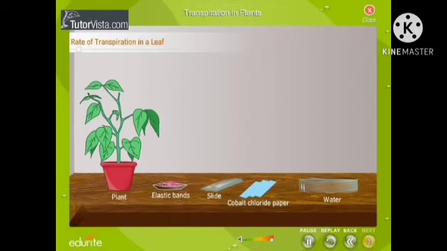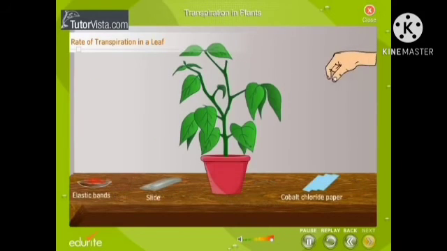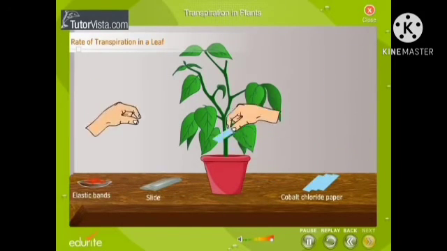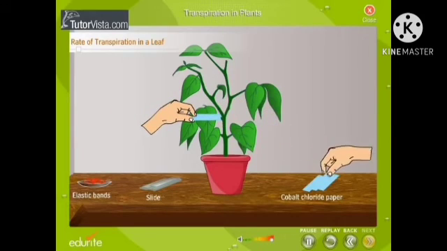This activity will show us that both surfaces of the leaf do not transpire at the same rate. We use cobalt chloride paper to test for the presence of water. Cobalt chloride paper, which is normally blue, turns pink when it comes in contact with water. Take 2 strips of cobalt chloride paper and place them on either surface of one of the leaves of a potted plant. Cover them with a glass slide and hold them in place with elastic bands.